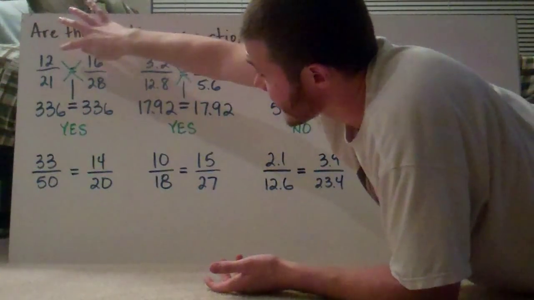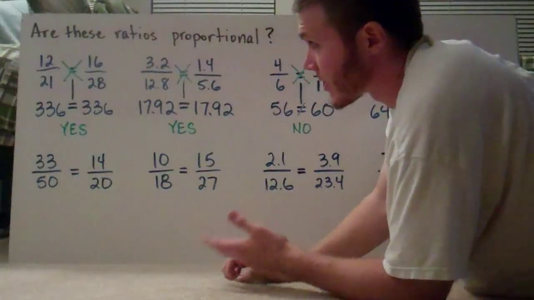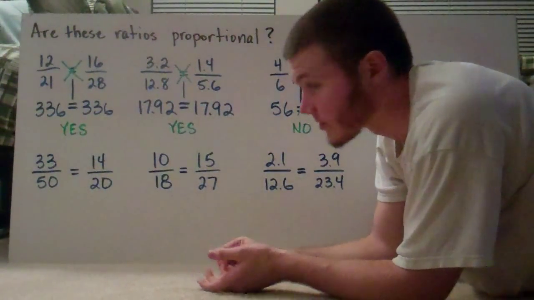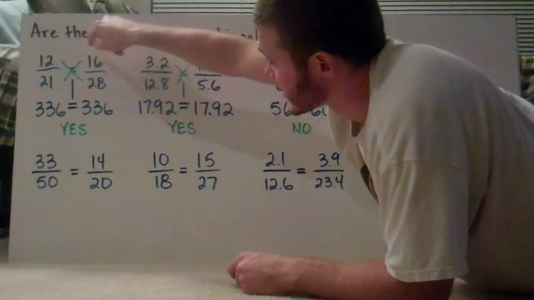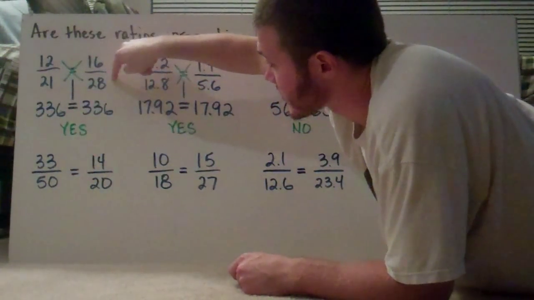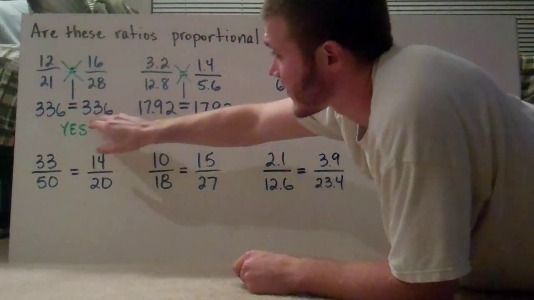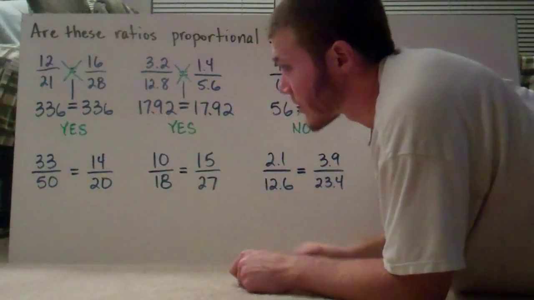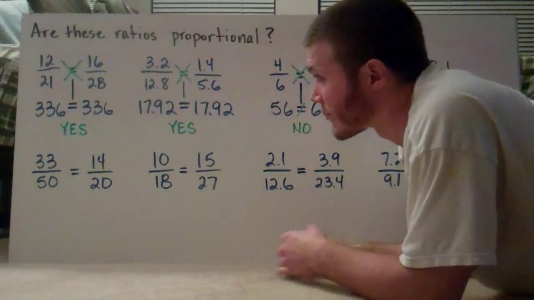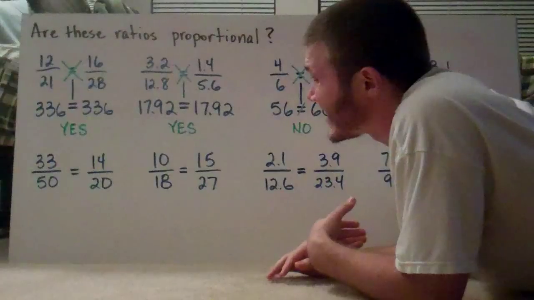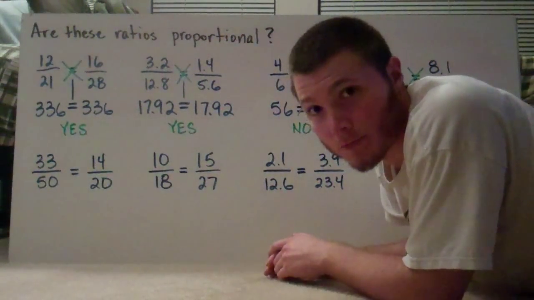So, yeah, those two ratios would be proportional. But in this case, we're using cross multiplication. When I do 21 times 16, I get 336. And when I do 12 times 28, I get 336. If they equal the same thing, those two ratios are proportional. Alright, this is pretty much, I think, the easiest way to figure out if two sets of ratios are proportional.